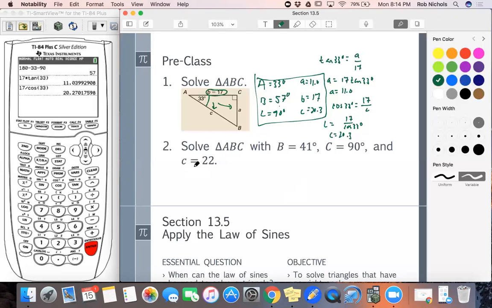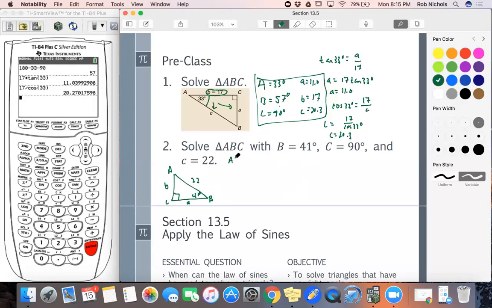All right, same thing for number 2. So we have a right triangle. So let's draw a quick right triangle. Here is the right angle. That has to be C, and it doesn't matter where A or B is. All right, then we were told angle B is 41 degrees. Side C is 22. So we need to solve for side B and side A and angle A.